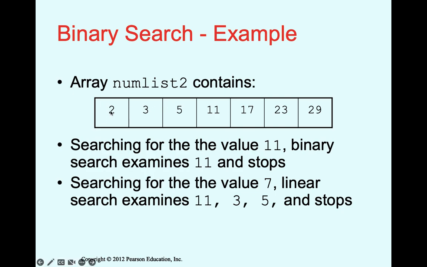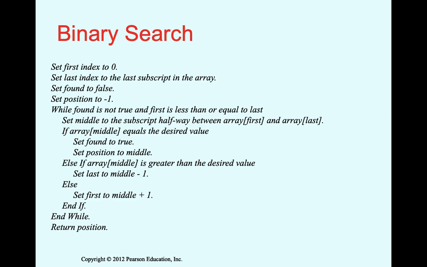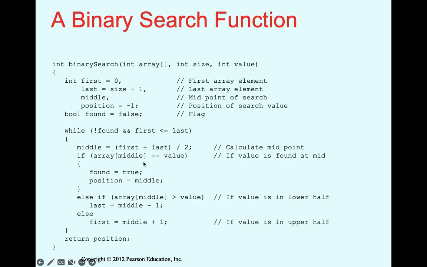But if we apply linear search, we need 1, 2, 3, 4, 5, 6, 7 comparisons to know that 7 is not there. So this is the pseudocode of the binary search, and this is the code of the binary search. We will talk more about it in the lecture and the exercise.